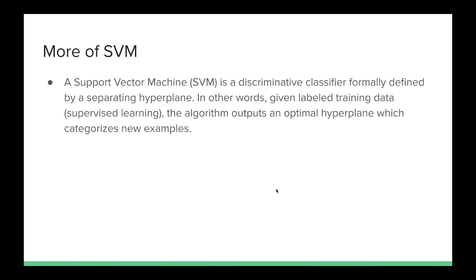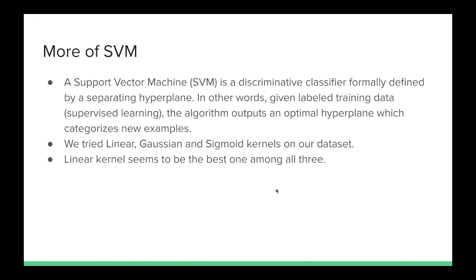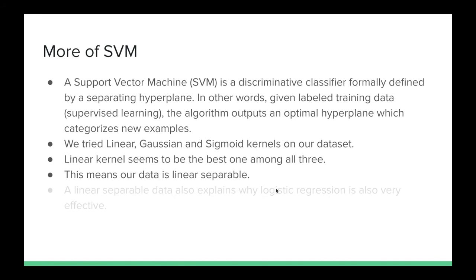A support vector machine is a discriminative classifier formally defined by a separating hyperplane. In other words, given labeled training data, usually supervised learning, the algorithm outputs an optimal hyperplane, which categorizes new examples. We will try linear, Gaussian, and sigmoid kernels on our dataset. The linear kernel seems to be the best one among all three. This means our data is linearly separable. Linearly separable data also explains why logistic regression is also very effective.